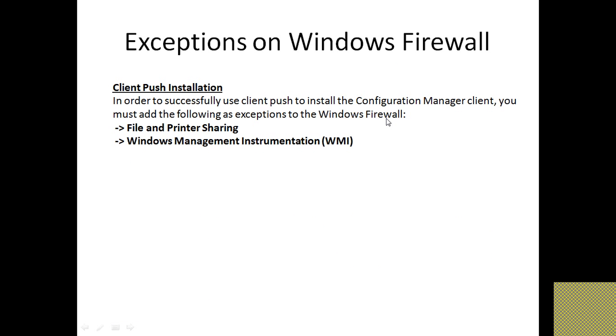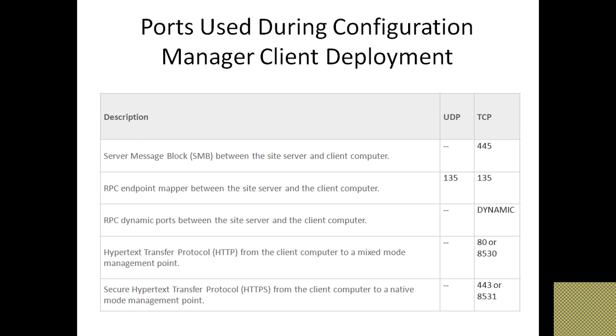A few exceptions on the Windows firewall for the client push installation. In order to get it successful, the first thing is that file and print sharing and Windows Management Instrumentation both should be added as exceptions to the Windows firewall.